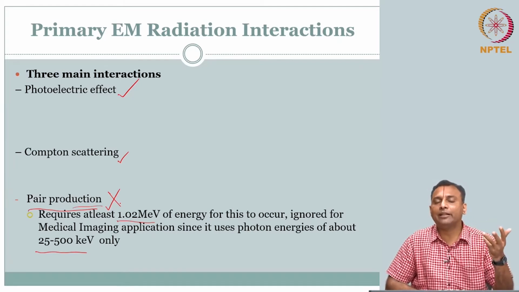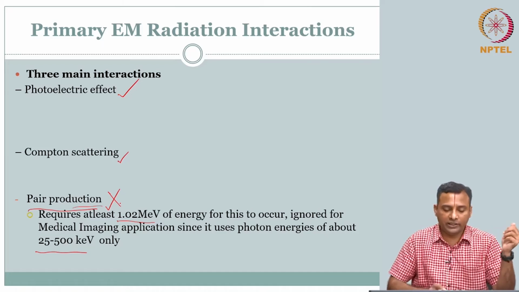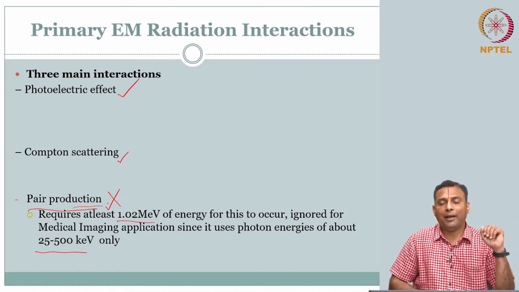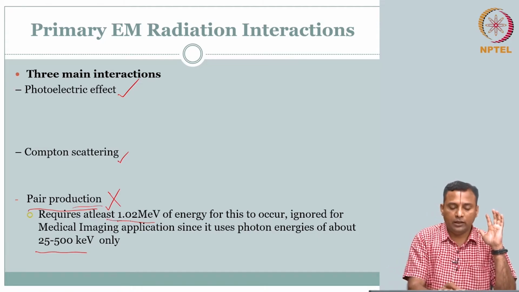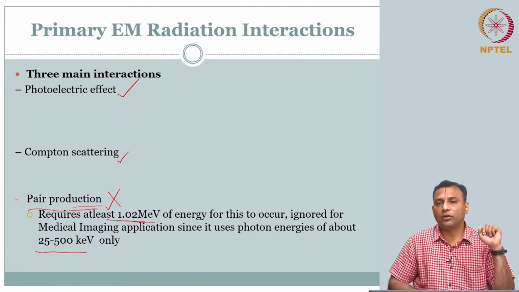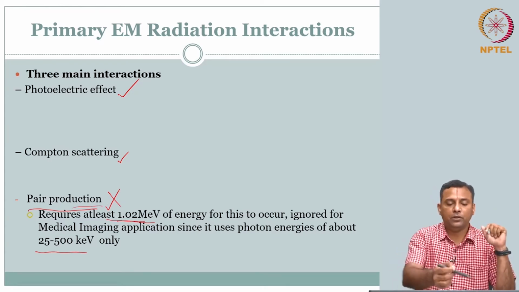There are 3 types of interactions. For biomedical application, we do not really worry about pair production. We just leave it at this stage and say that it is not going to be encountered because of the high energy of the incident photon that is needed. Okay. So, now we will jump into the 2 other things.